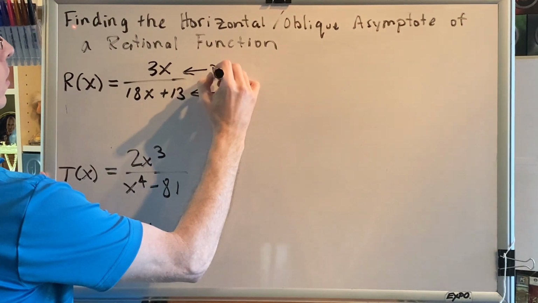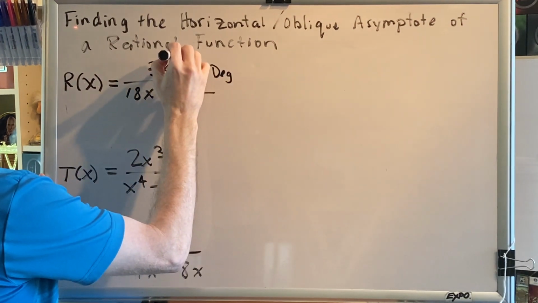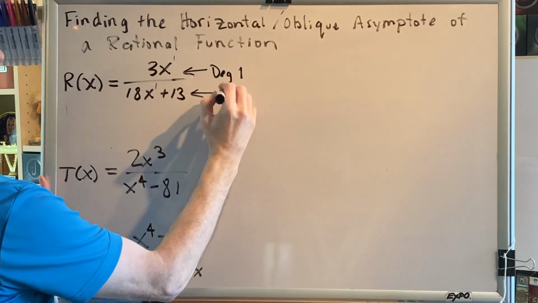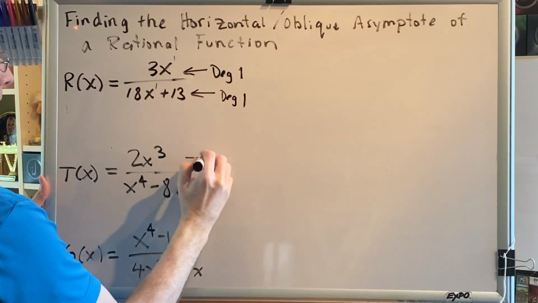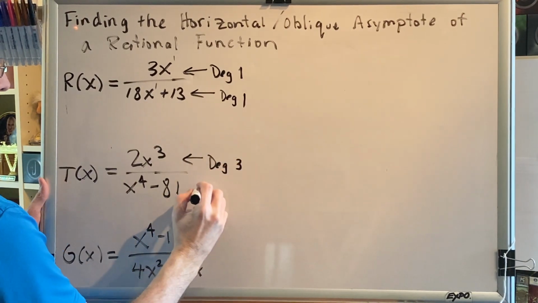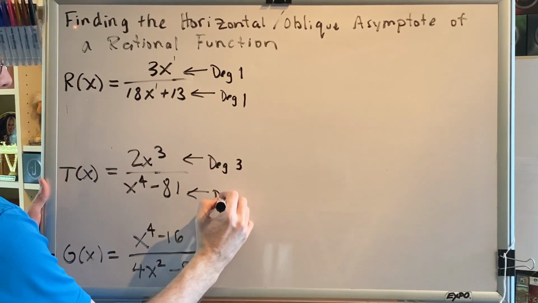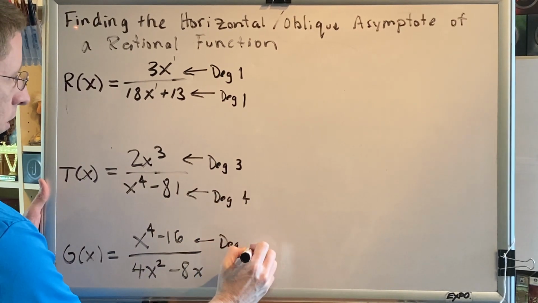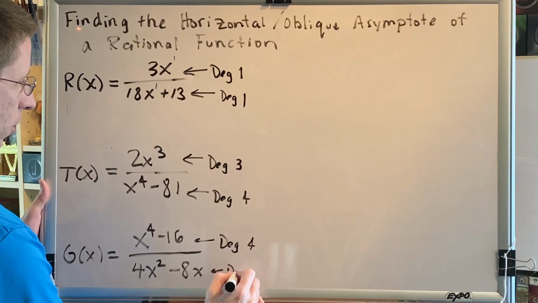my polynomial. So, this is 3x to the first power, and therefore this is degree 1. This is 18x to the first power, and is therefore degree 1. This is 2x to the third power, and is therefore degree 3. This is x to the fourth power, and is therefore degree 4. This is degree 4. This is degree 2.